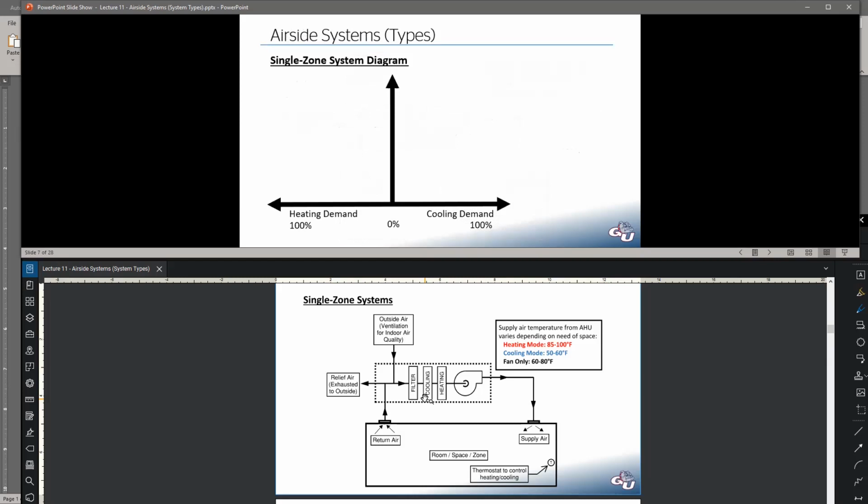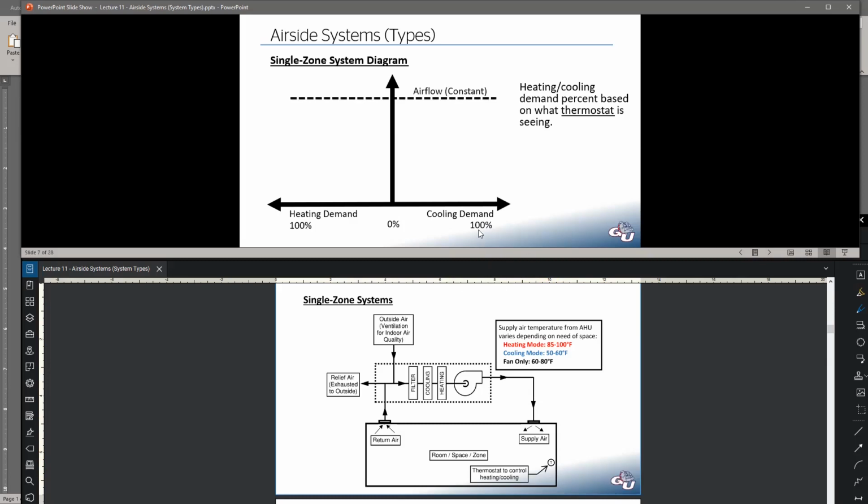I like to try to show this as what I call a system diagram. So what's going on in this unit as that thermostat is calling for heating or cooling? So this, I guess the x-axis down here, the heating demand between a full 100% heating demand and a 0% heating demand, and conversely a 0% cooling demand and a 100% cooling demand. That is all based on what this thermostat is asking for.